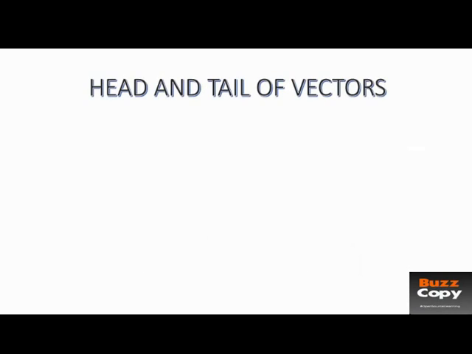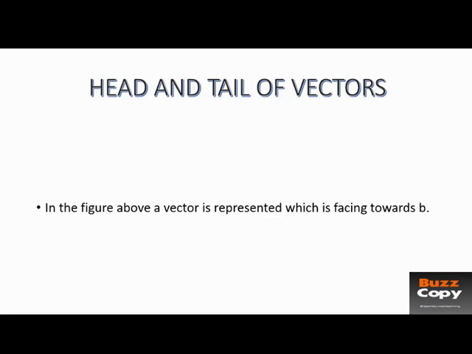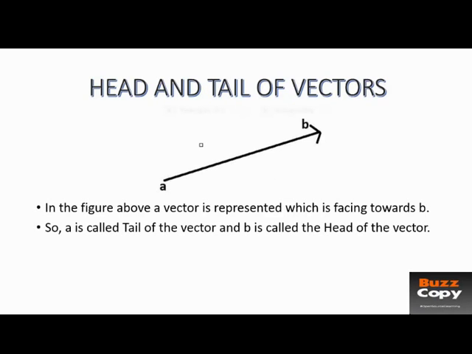Head and tail of vectors. In the figure above, a vector is represented which is facing towards B. So, A is called the tail of the vector and B is called the head of the vector.